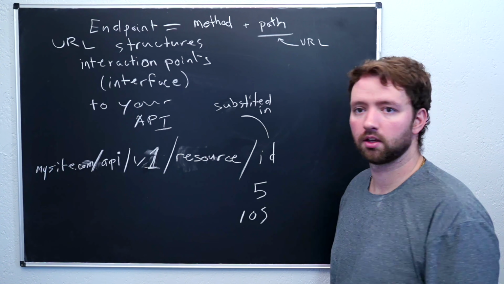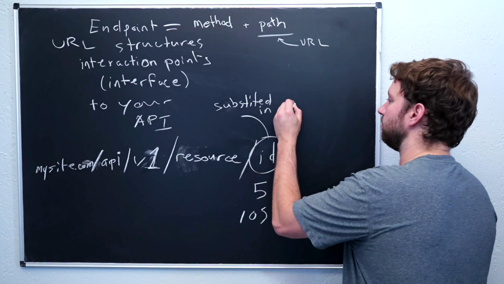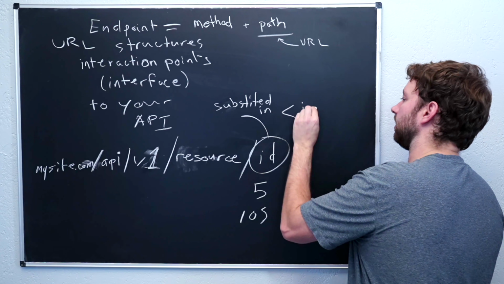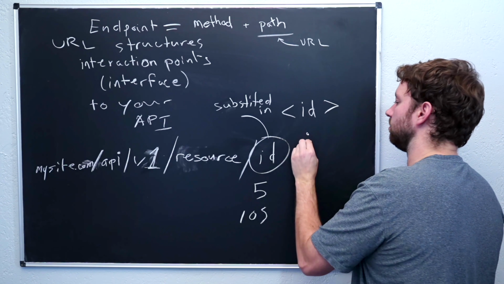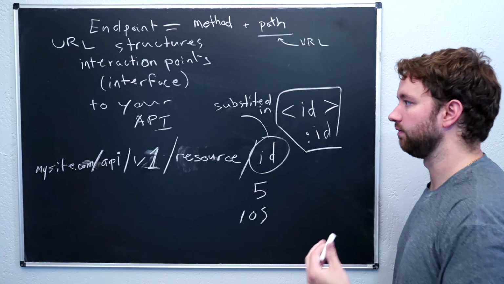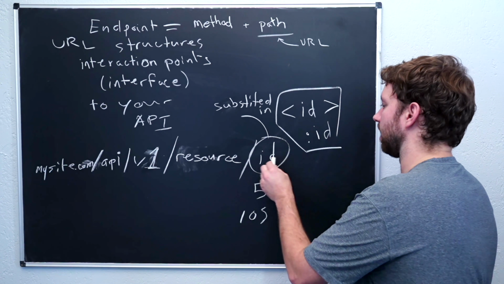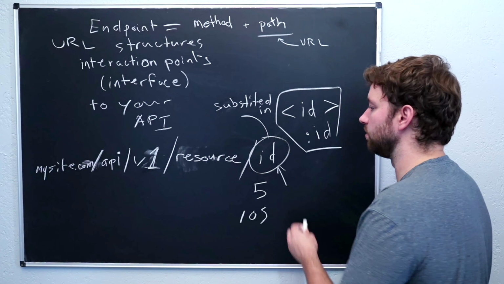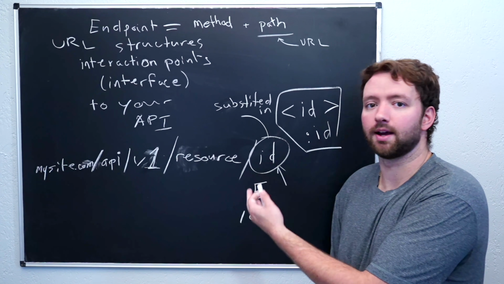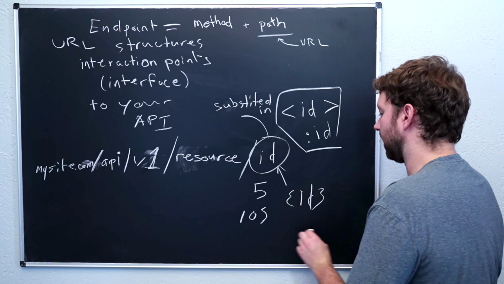So the way you describe that this is substituted in, you might see something like brackets ID, or you might see colon ID. The exact notation is irrelevant, and every framework is probably going to have a slightly different structure. But the idea is that we need to indicate somehow that the user provides an ID to access that element. So for us, we're just going to use curly braces, ID.